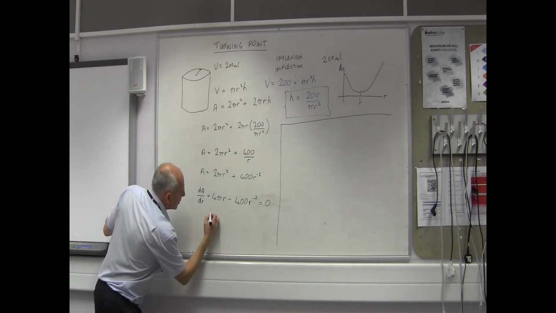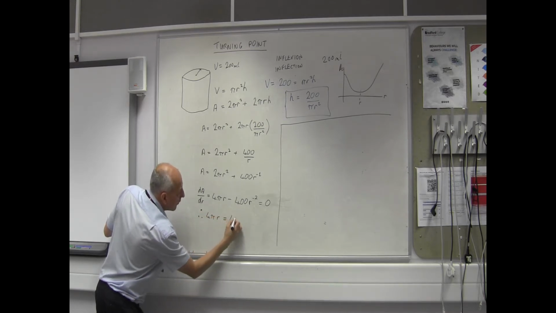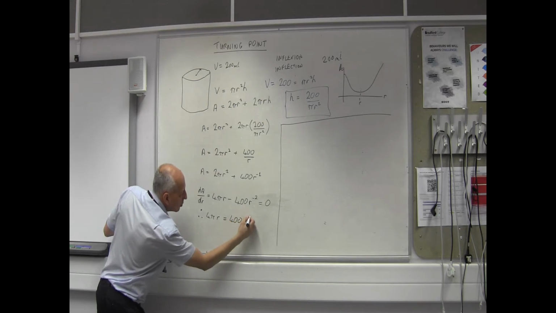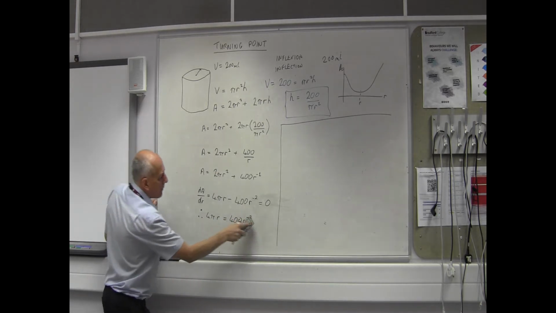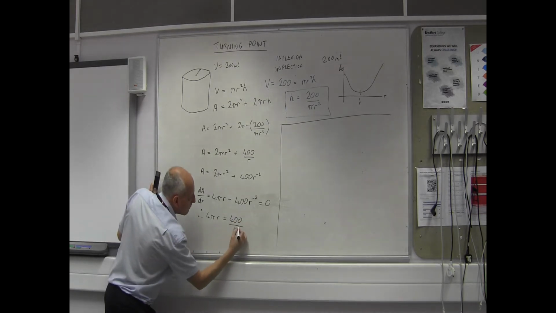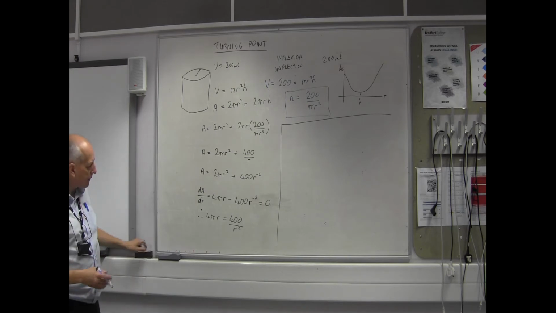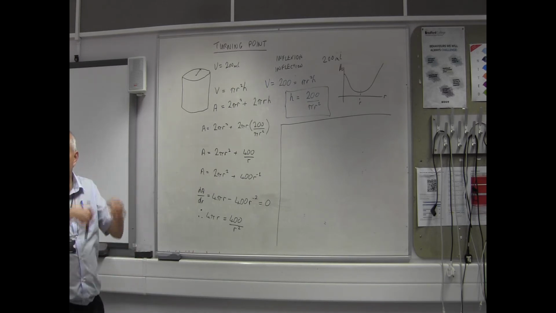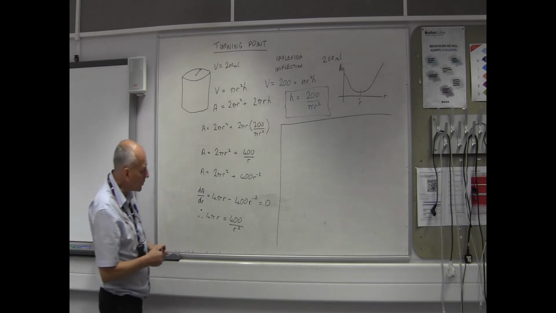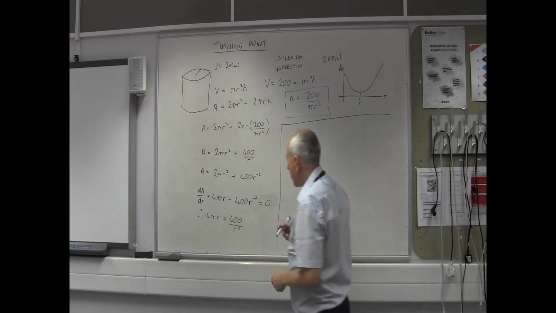So that means, I'll do one of my therefores, that 4 pi r must equal 400 r minus 2. Let me bring that minus 2 down here, because I'm going to rearrange it and it's easier that way. So having moved it up for calculus, we move it back down to rearrange it. So what am I going to get if I rearrange that?